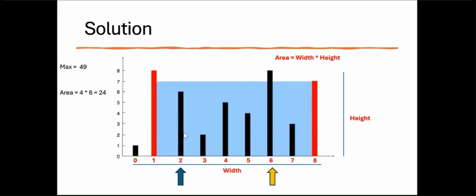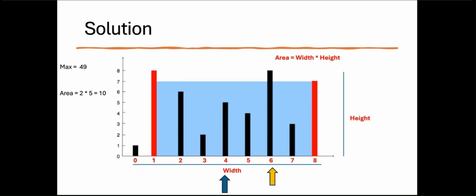So if you see, area here is 6 minus 2 is 4, 4 is the width, into 6, which is the height of the small line, which is 24. It is not greater than 49. So continue. Now this line was small, that's why we moved the left pointer. Here again check the area, which is 6. So continue moving our left pointer.